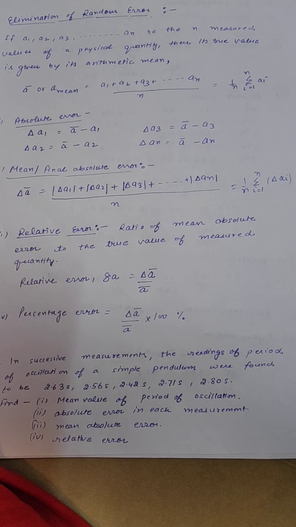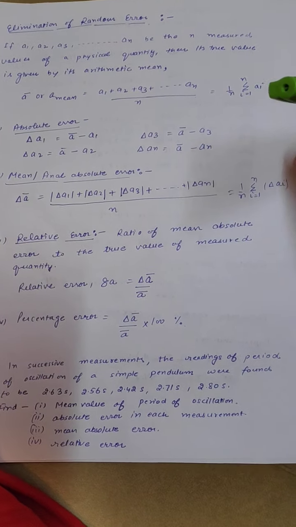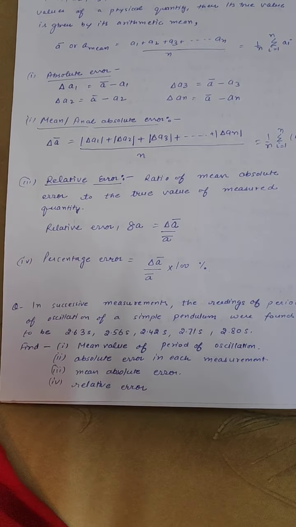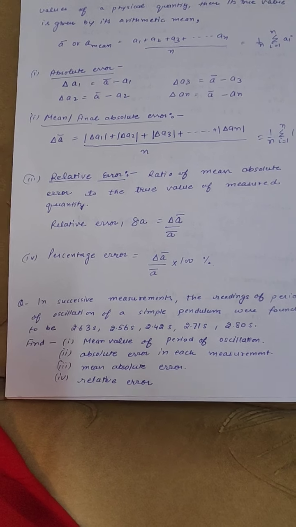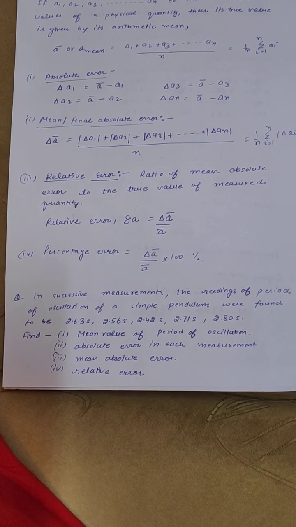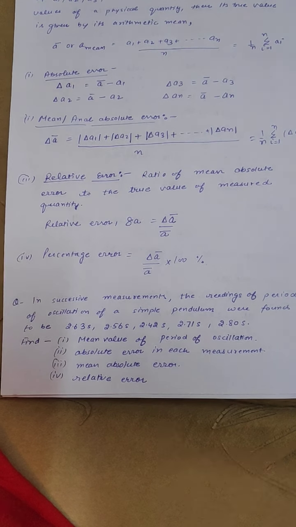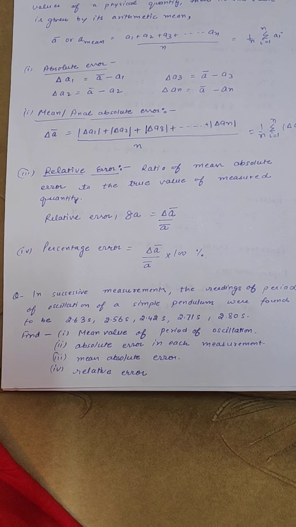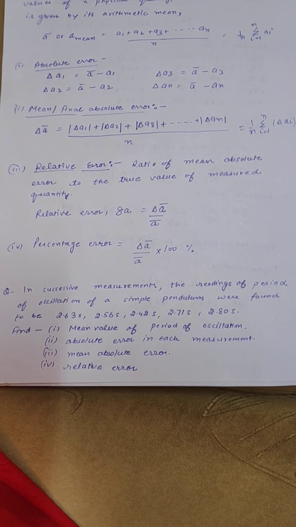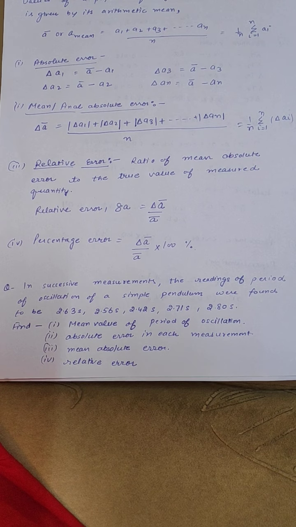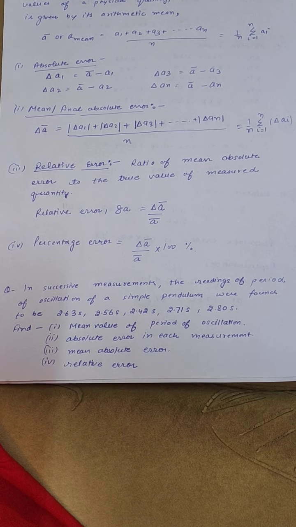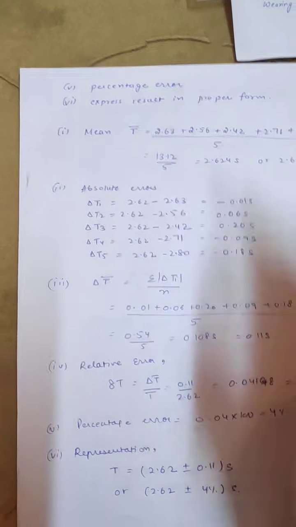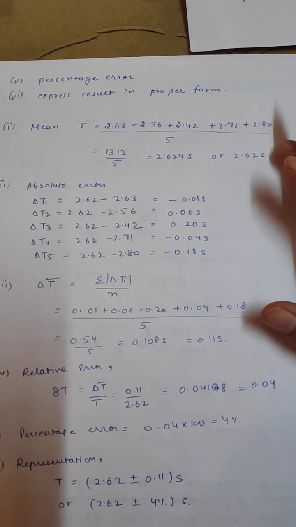Now I hope the formulas will be clear to you all, and let's discuss them with an example. Let's discuss a numerical. A numerical can come like this. In successive measurements, the readings of the period of oscillation of a simple pendulum were found to be 2.63, 2.56, 2.42, 2.71 and 2.80 seconds. You have to find the mean value, absolute error, mean absolute error, relative error and percentage error, and express the result in the proper form.